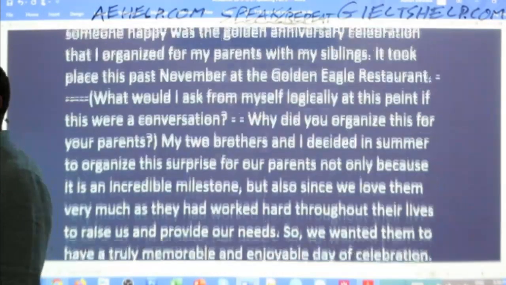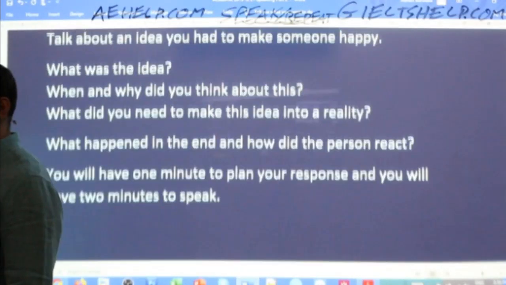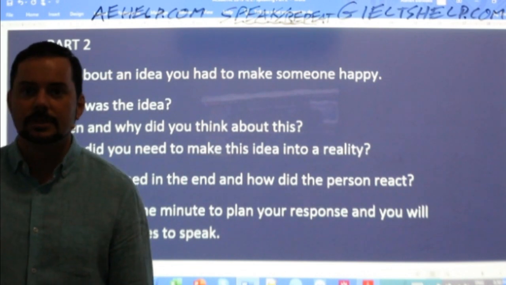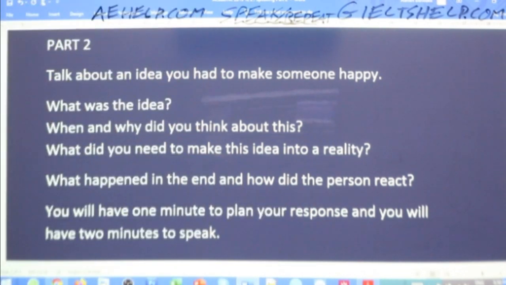Always look at the card. Okay? So that's why the examiner gives you the card. They don't just show it to you, but they actually give it to you. You can hold on to it. You can look at it. Okay? So what was the idea?